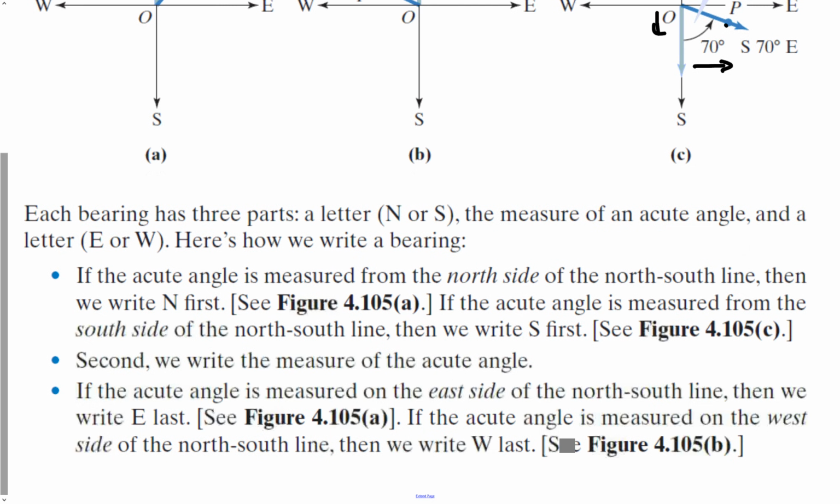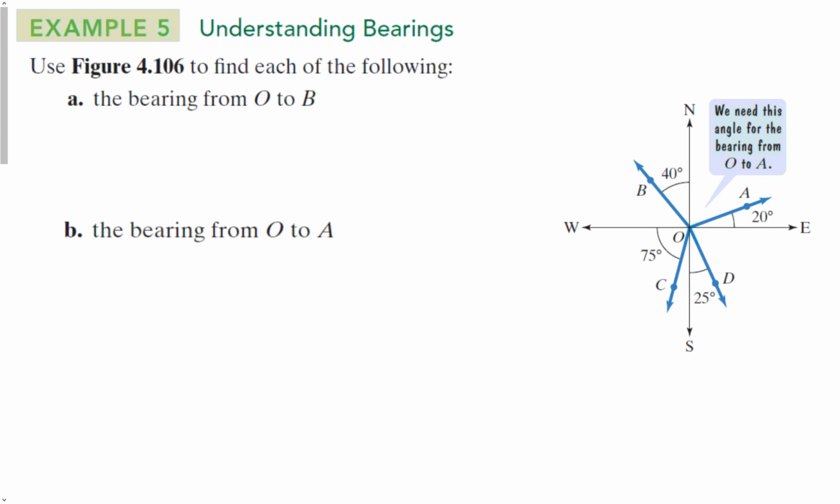Each bearing has three parts: north or south, the acute angle, and then east or west. Okay? If you're on the north side of the north-south line, you write north first. If the acute angle is measured from the south side, you write south first. Then you go from the angle, and then you say whether you're going east or west. Okay? So, the bearing from O to B.